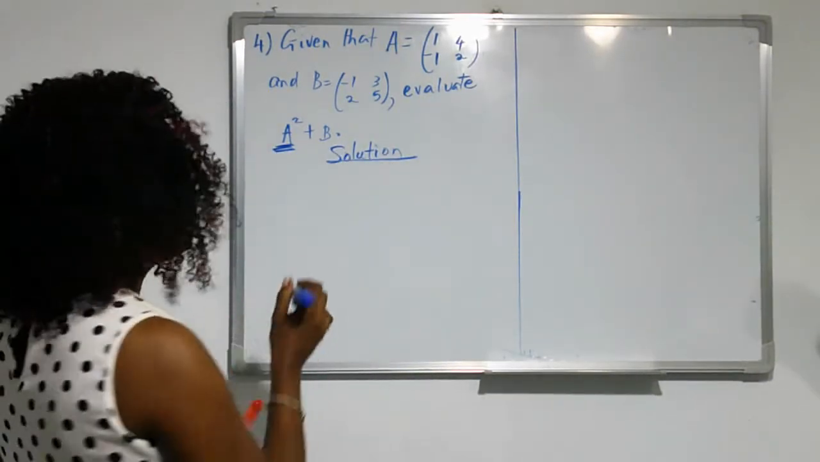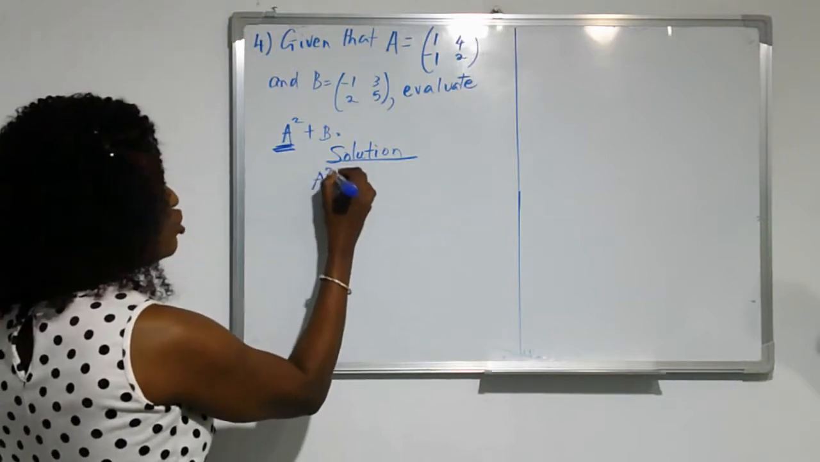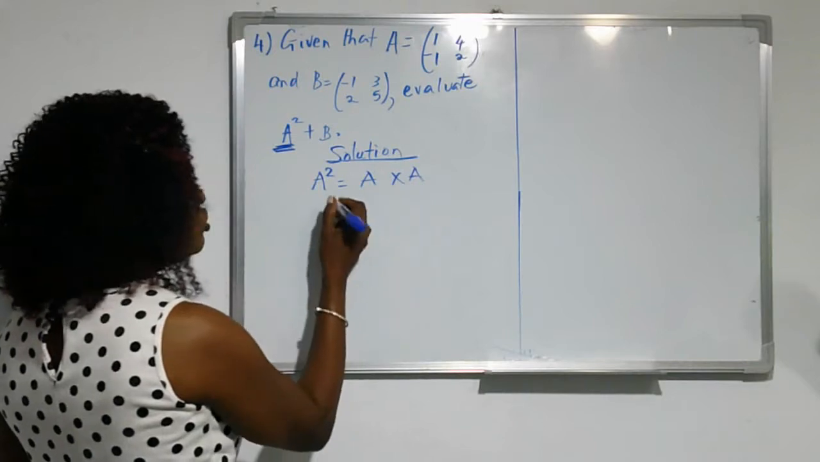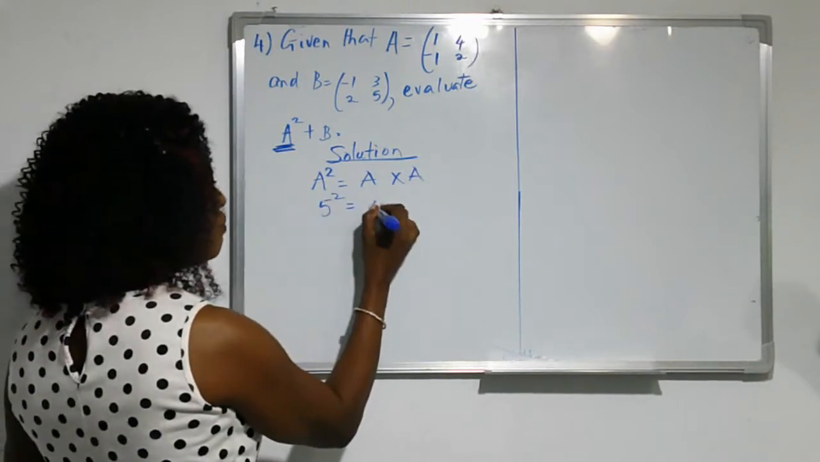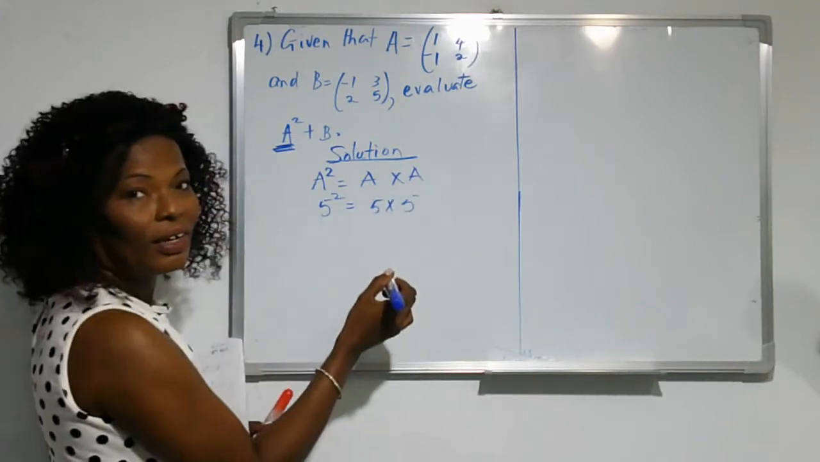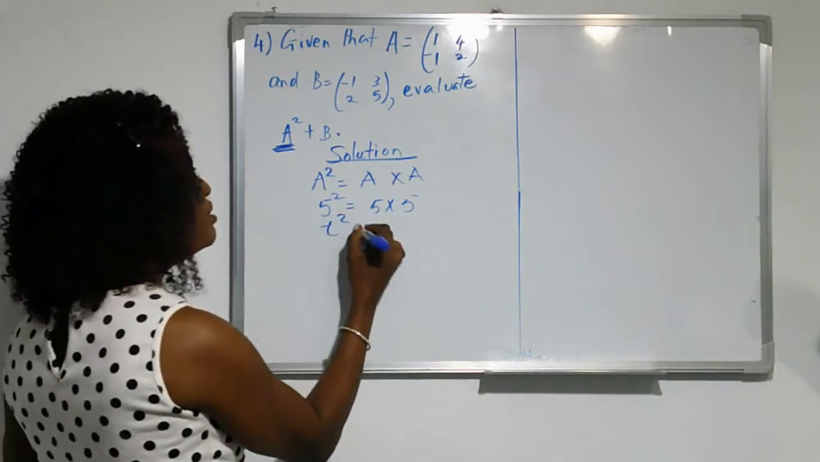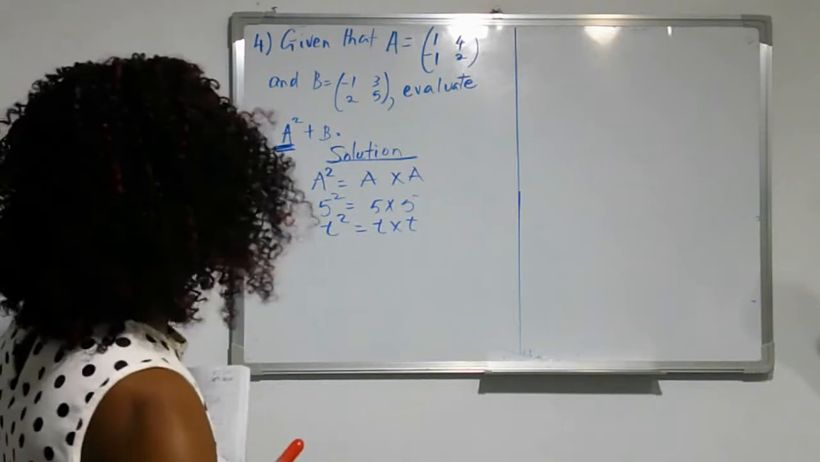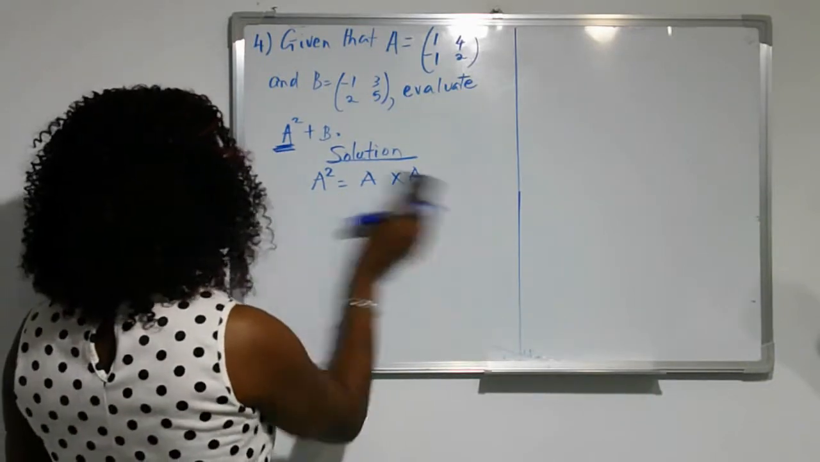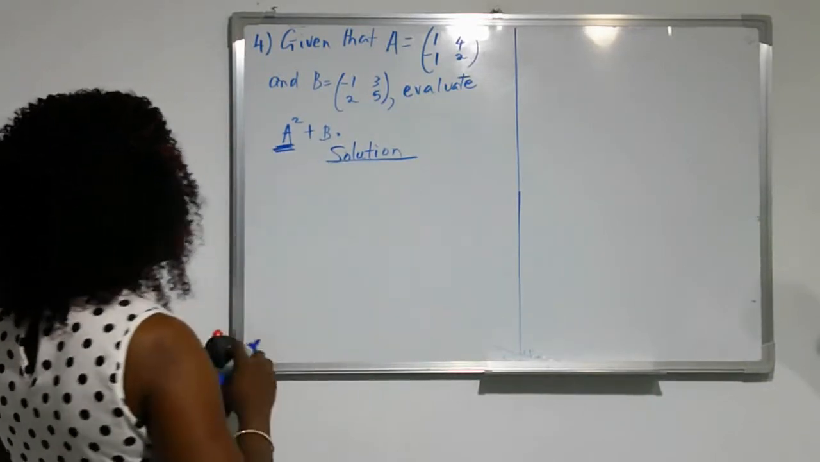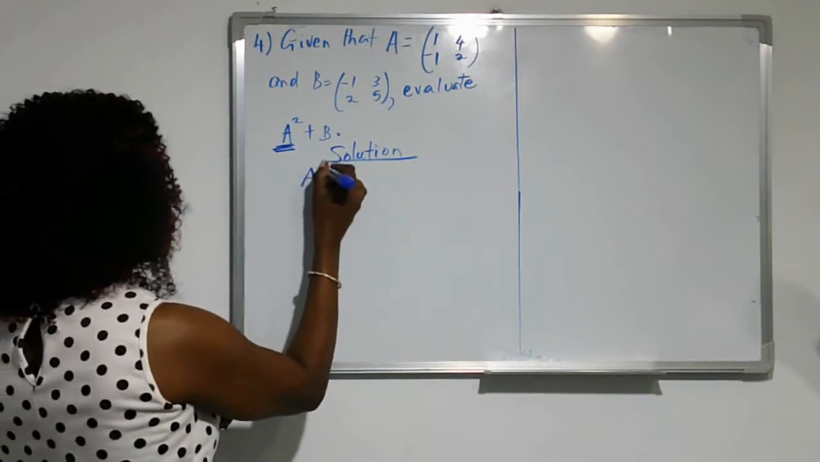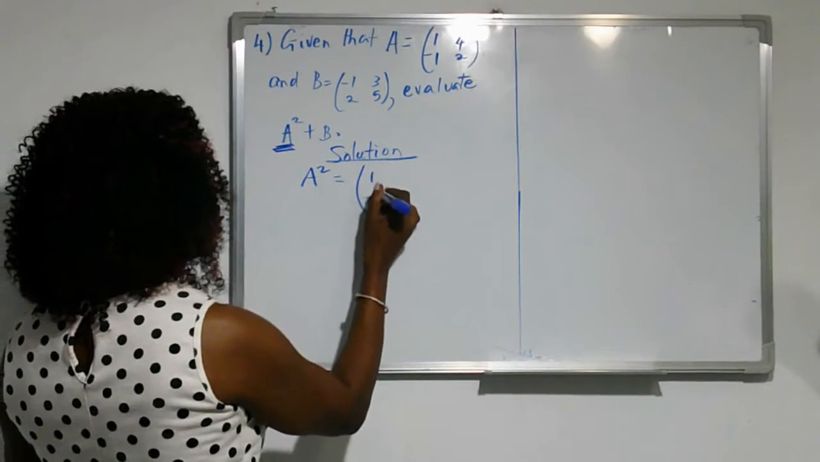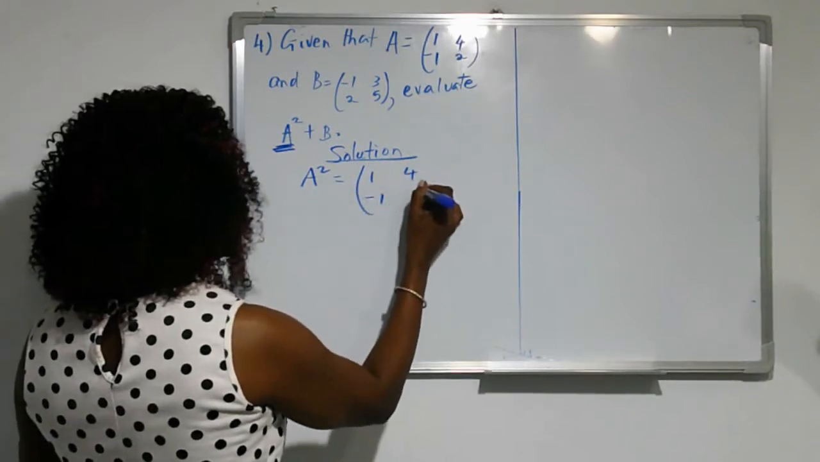Now, from your algebraic skill, you should know that A squared means A times A. Just like 5 squared means 5 times 5. And t squared means t times t. So we're going to move on now to this question. A squared means we have 1, negative 1, 4, 2.